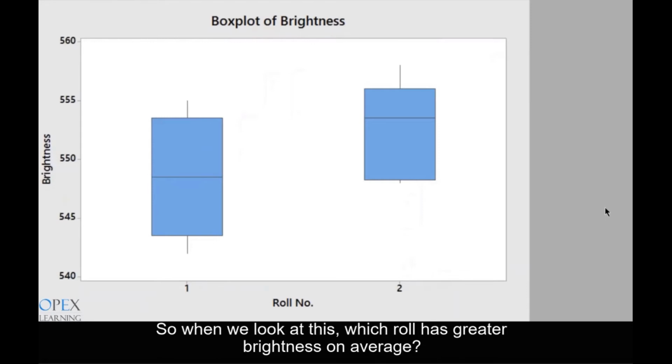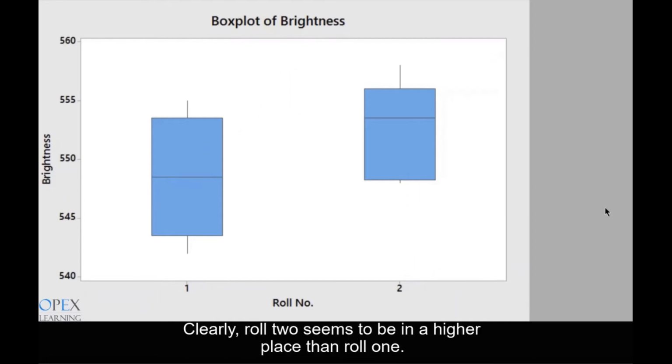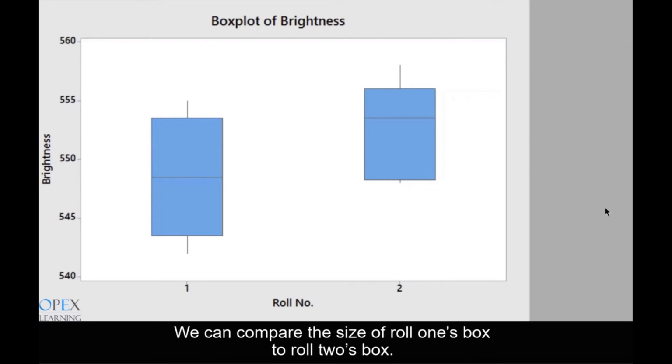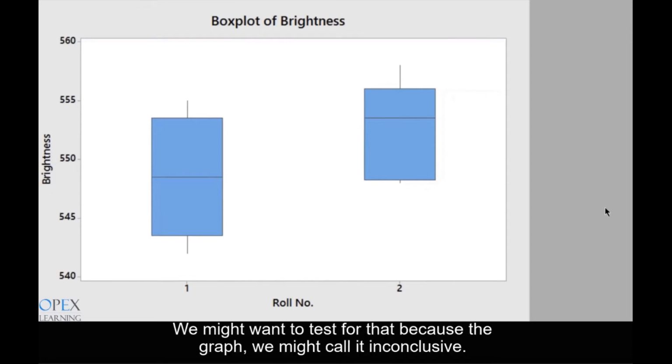When we look at this, which roll has greater brightness on average? Roll 2. Clearly roll 2 seems to be in a higher place than roll 1. Do they have a difference in variability? We can compare the size of roll 1's box to roll 2's box. We might want to test for that because the graph, we might call it inconclusive.